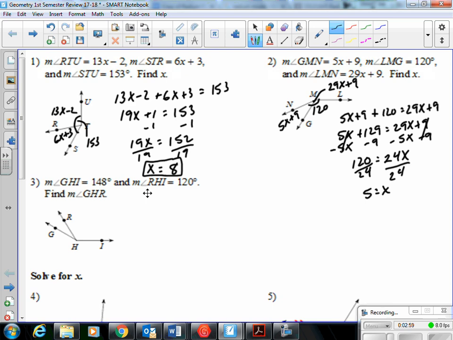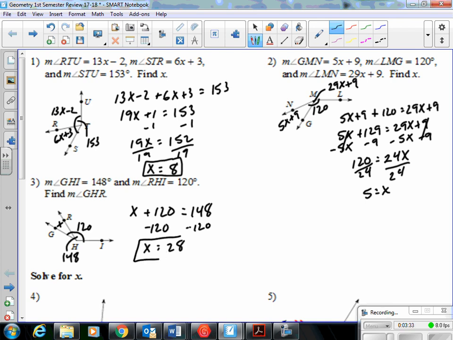All right, number 3, measure of angle GHI equals 148. So the whole thing is 148. RHI is 120. And find the measure of angle GHR. This is actually the easiest one of all of them, because we call GHR x. We have x plus 120 equals 148. Subtract the 120. X is 28.